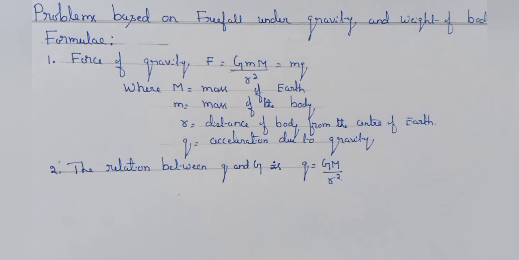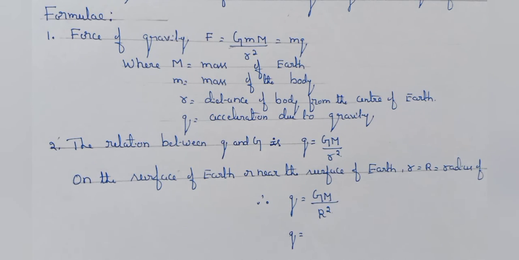On the surface of the earth, small r is equal to capital R, that is, the radius of the earth. Therefore, g is equal to capital G into capital M by capital R squared. The value of acceleration due to gravity is maximum at the poles, minimum at the equator, and 0 at the center of the earth.